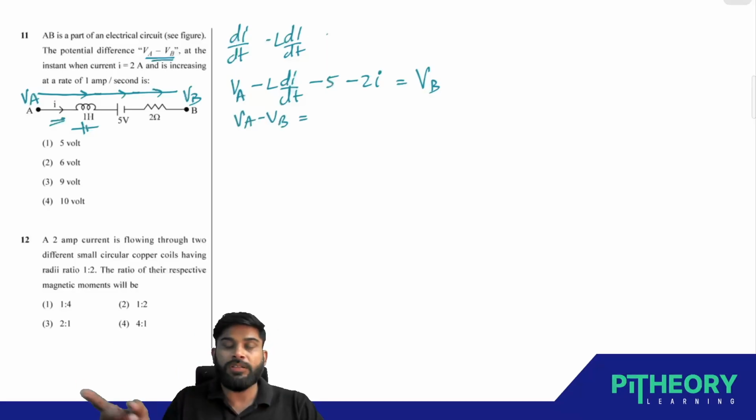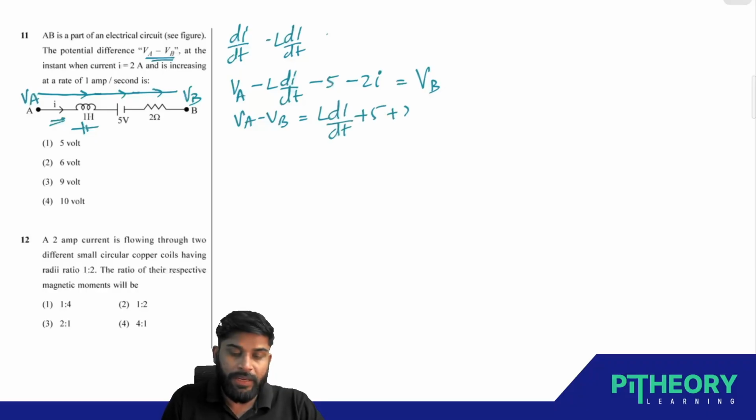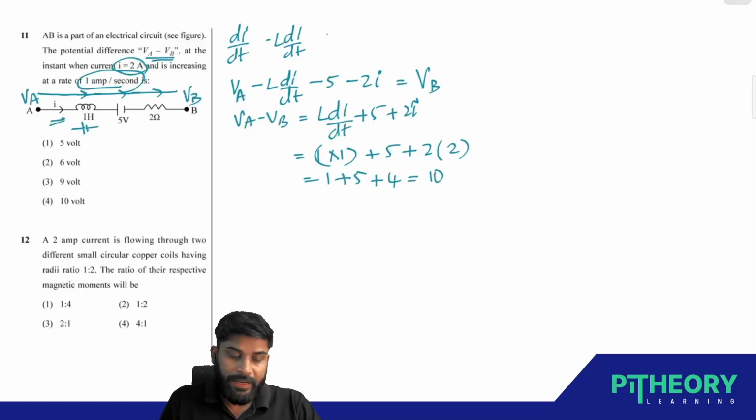Let's take all these terms to the right hand side. So L di by dt plus 5 plus 2I is what you'll be getting. And what is L here? 1 Henry. Di by dt is given as 1 ampere per second. So into 1, plus 5, plus 2 into the current, that is 2 ampere, so into 2. So 1 plus 5 plus 4. How much is that equal to? 10 volt. And that is the answer for this question. Right. Let's go for the next question.